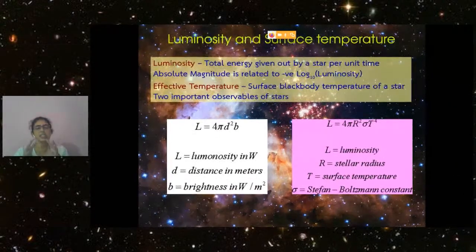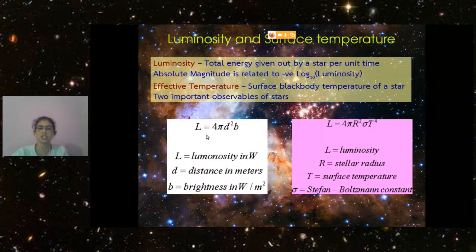So the total energy released by the star per unit time is a quantity known as luminosity. But what we measure is the brightness. The relation between the brightness, distance, and luminosity is given by this expression here: L equals 4 pi d squared B, where B is the brightness that we measure in watts per meter squared, and d is the distance to the star.